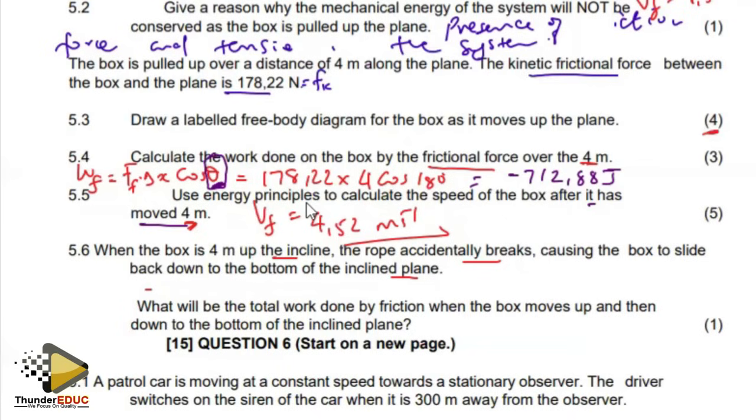Looking at the work done by the frictional force, remember we got it as negative this much. This was just to move up a box, which means even when the block is sliding down, the same amount of energy will be done because it is still the same surface, the same coefficient and everything. So I'm just going to say 712,88, and then I'm just going to multiply it by 2.